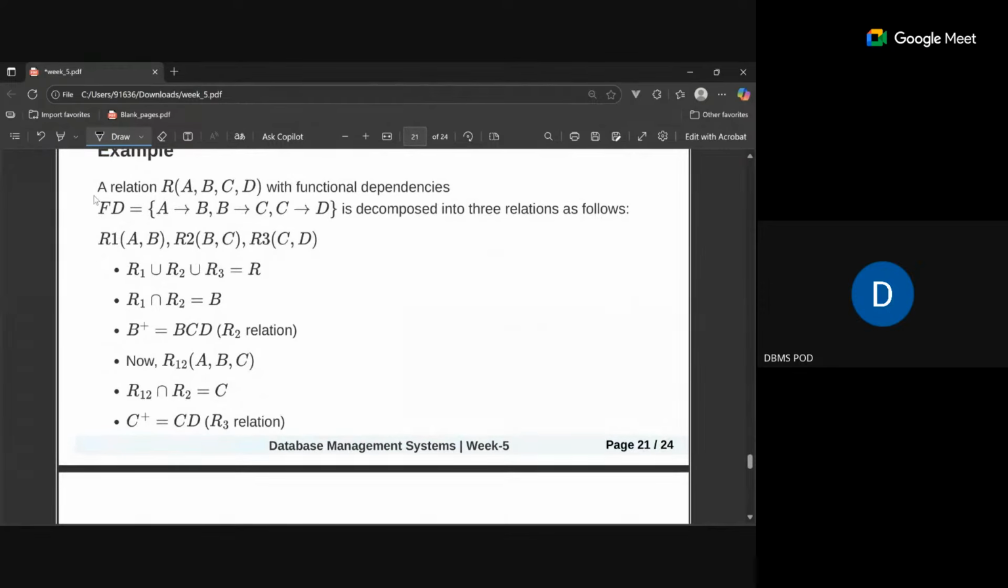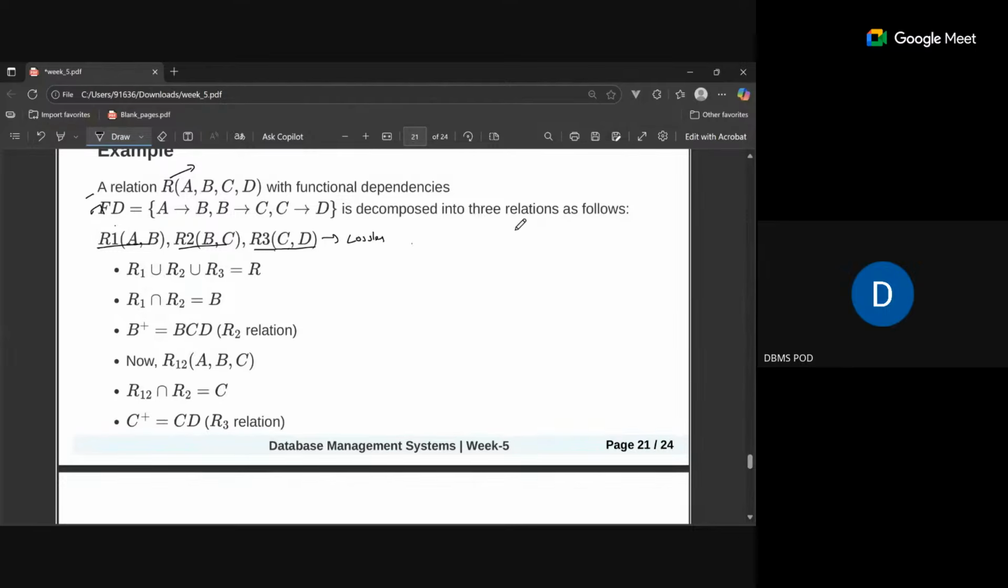Then this is one example. Let's say this has a functional dependency, and these are R1, R2, and R3. These are my decomposed relations. So I'm splitting this relation into three. Now I'm checking whether this is a lossless join decomposition or a lossy decomposition. If I split this, is it a good decomposition or not, basically.